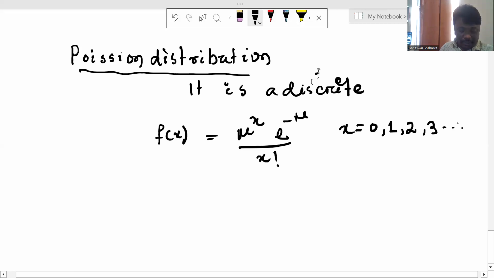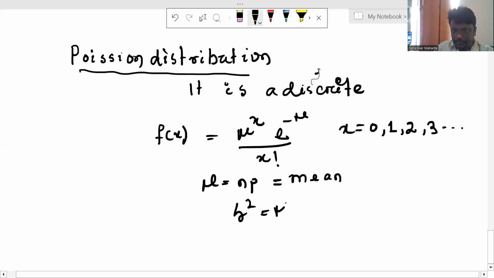The mean of the binomial distribution is also considered the mean for the Poisson's distribution. And the variance is also the mean of this Poisson's distribution problem.